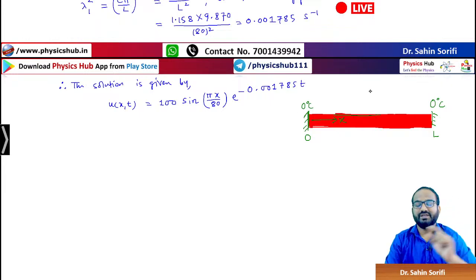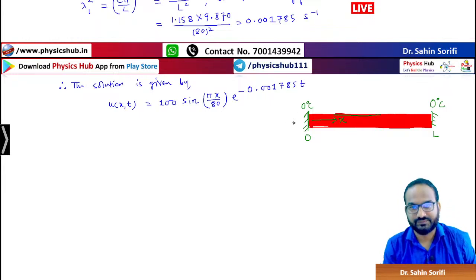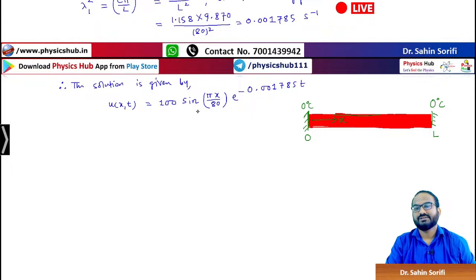Okay. So here two parts are there. Try to understand it very carefully. Sin pi x by 80 gives you the temperature distribution along this rod, the spatial part. Now here the time part is also there. So initially there will be a maximum temperature, and with time the temperature will fall down.